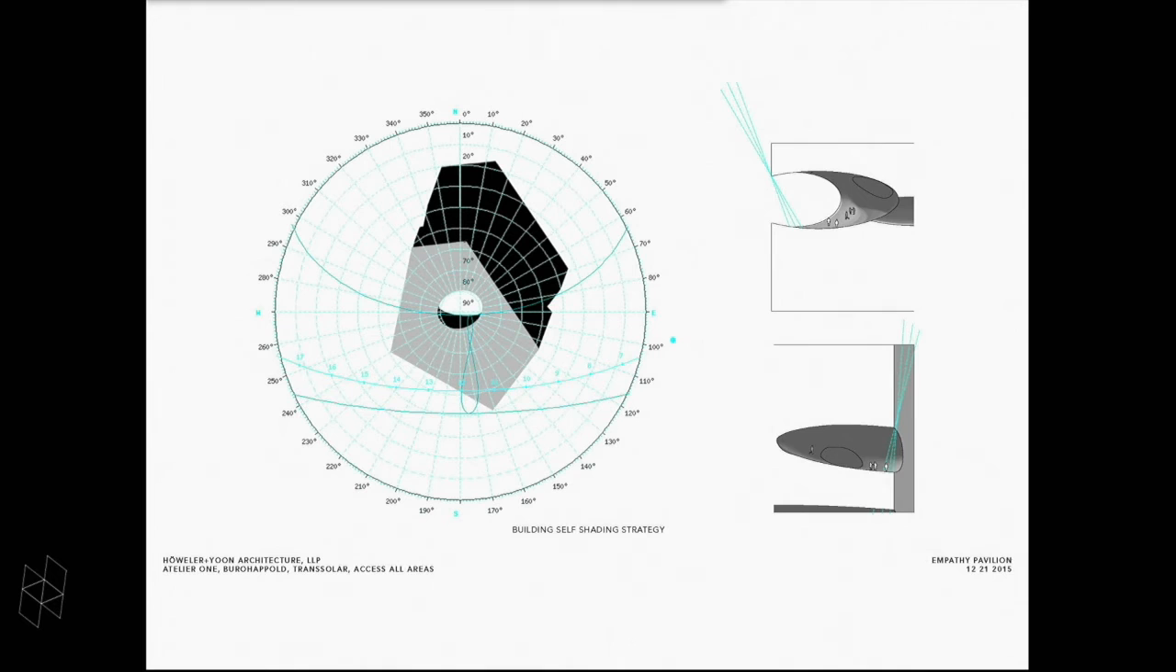So we did the studies to show noon sun. Actually, the sun is pretty high in Dubai, so it's coming down at a pretty sharp angle. So you can create a fair amount of self-shading and use these surfaces for these exit promenades.